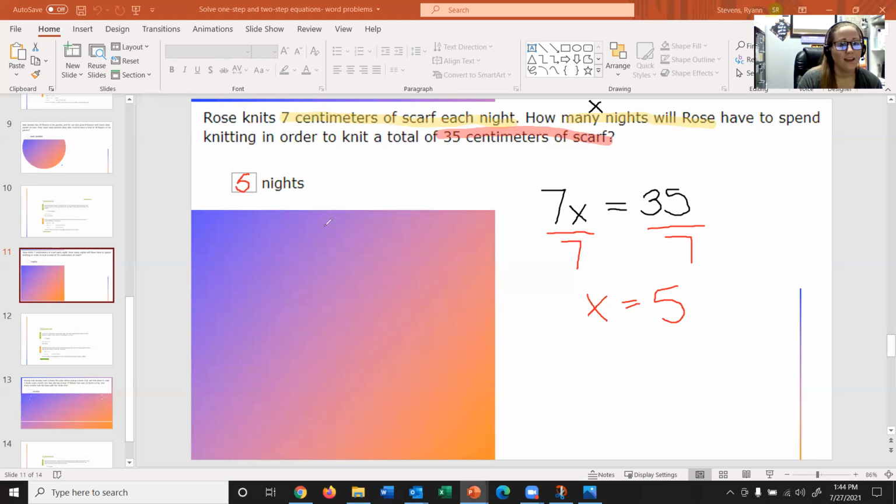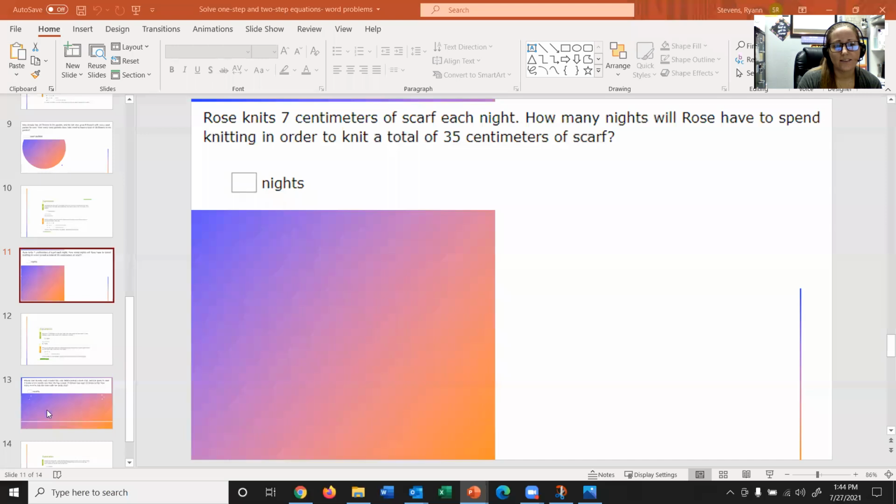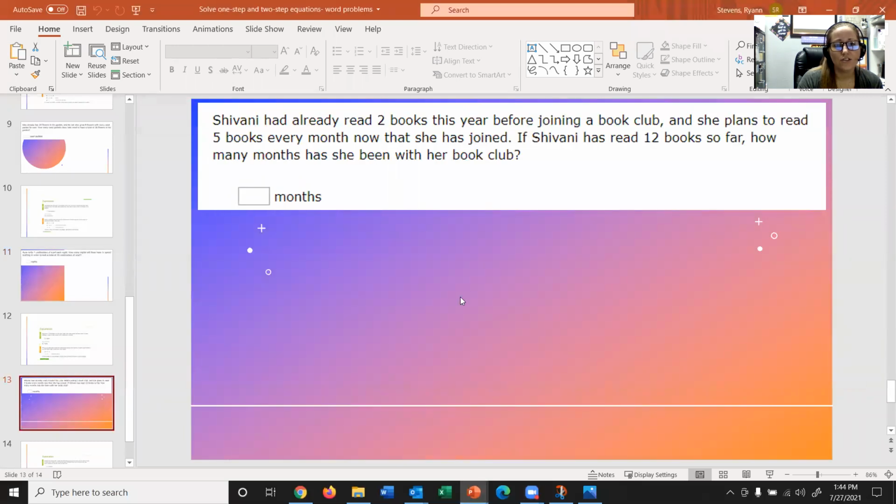Okay, and then we have one last question just to take a look at. This says Shivani had already read 2 books this year before joining a book club. And she plans to read 5 books every month now that she has joined. If Shivani has read 12 books so far, how many months has she been with her book club? So we want to know how many months if she's read that total.